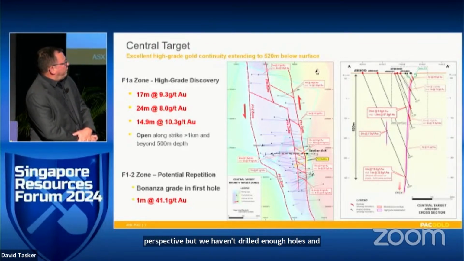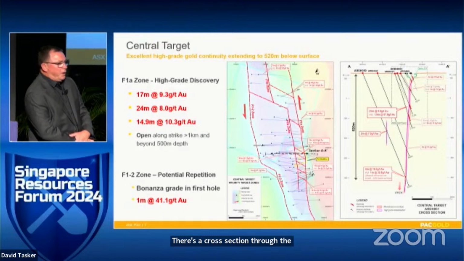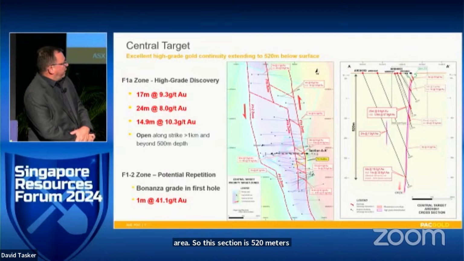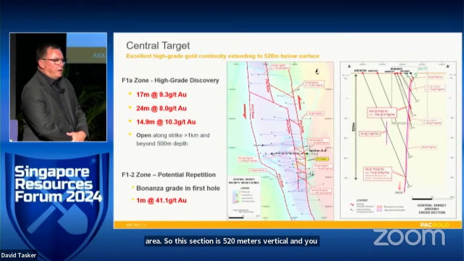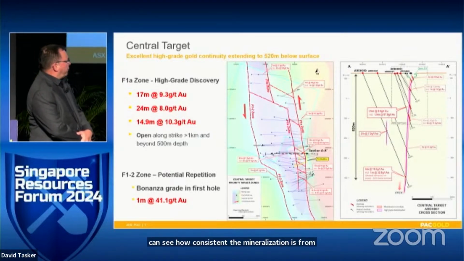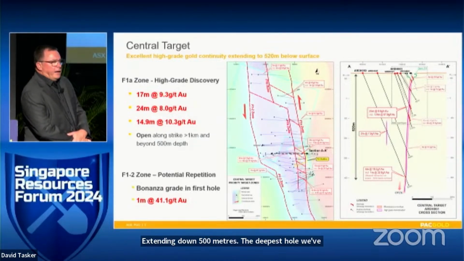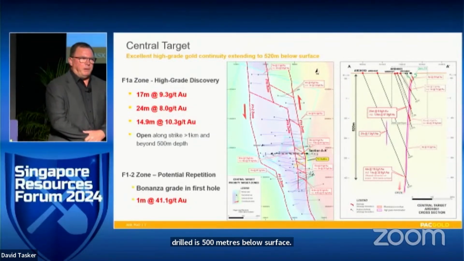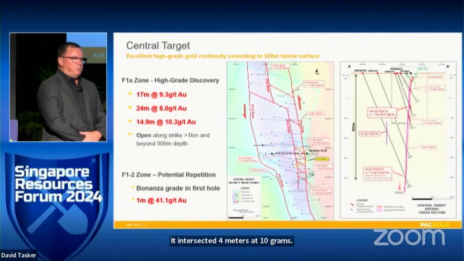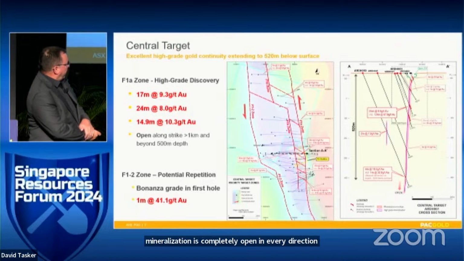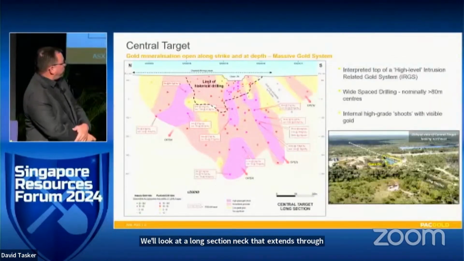There's a cross section through the open pit area. So this section is 520 metres vertical, and you can see how consistent the mineralisation is from beneath the open pit, extending down 500 metres. The deepest hole we've drilled is 500 metres below surface. It intersected 4 metres at 10 grams, and the mineralisation is completely open in every direction. We'll look at a long section next that extends through this main zone.